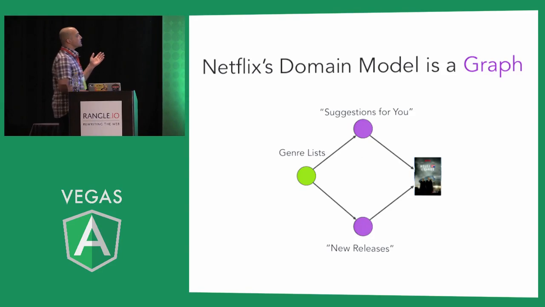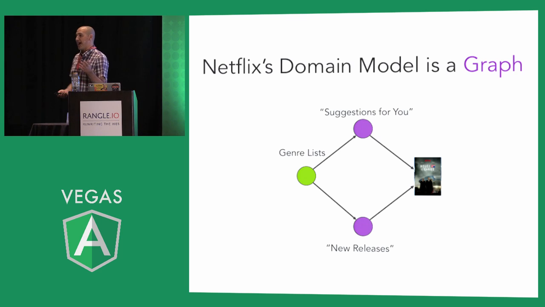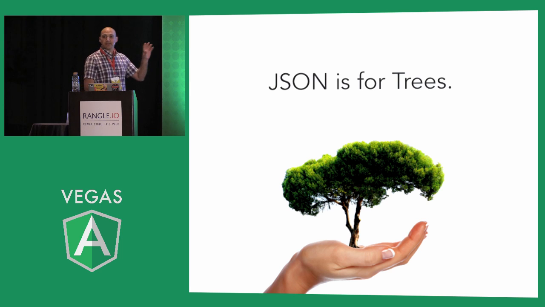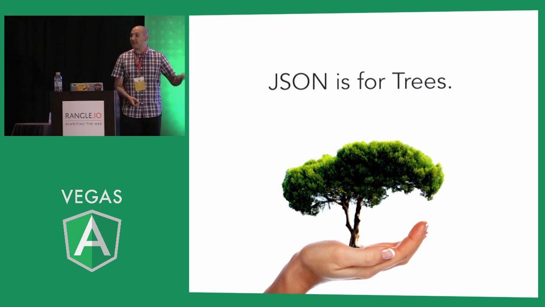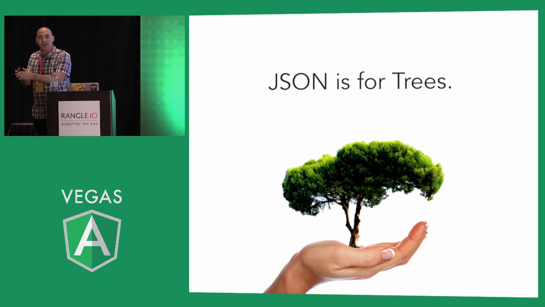Now, typically, application servers, and Angular applications, for example, use JSON to send data from the server off to the client. And that's great, but Netflix's domain model is a graph, right? And pretty much every interesting domain model is a graph. The challenge is that JSON is for trees. JSON models information hierarchically. And so when we take our graph and we expand it into JSON in order to send it over the wire, what happens? Well, we end up with duplicates.